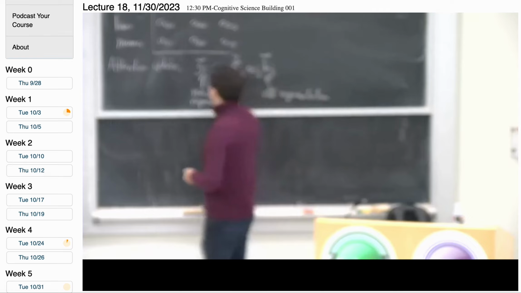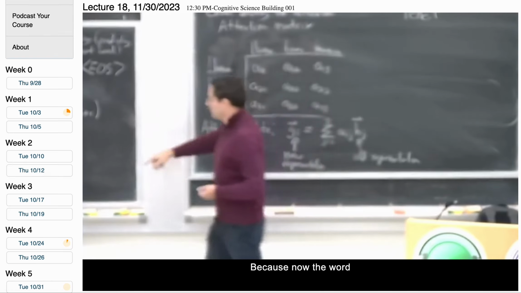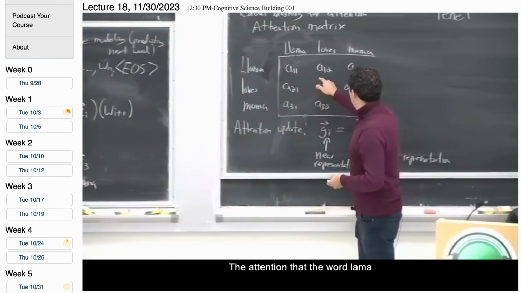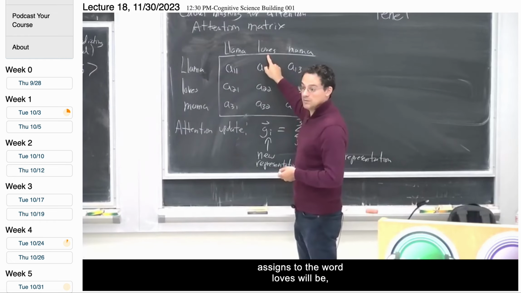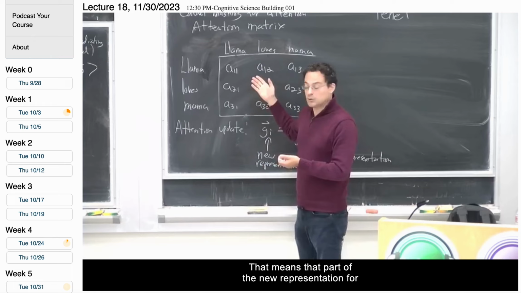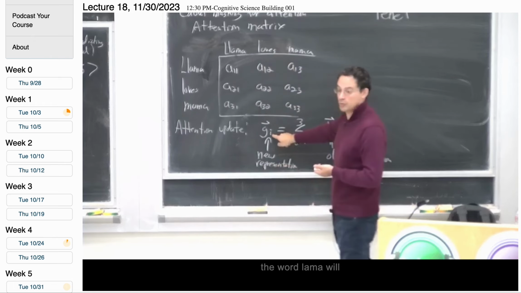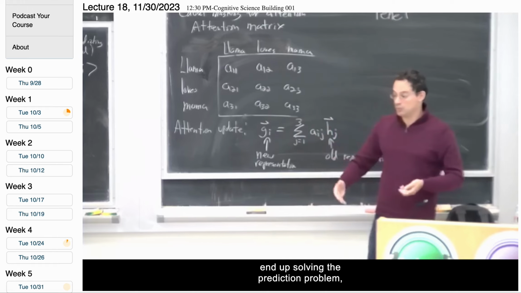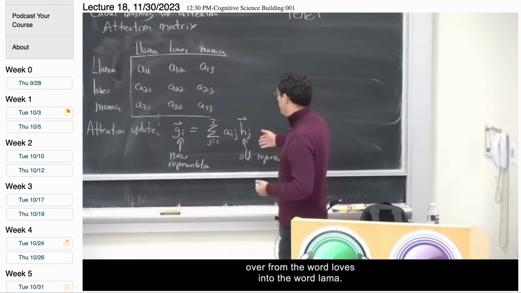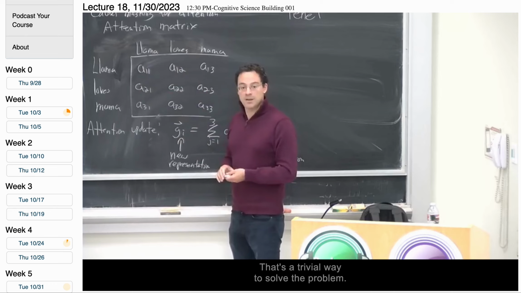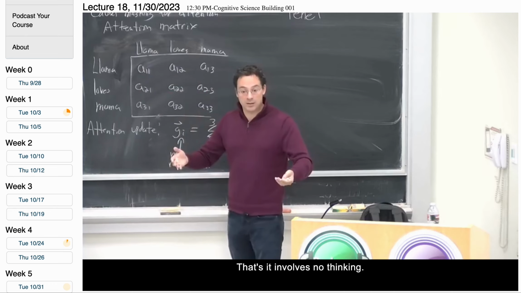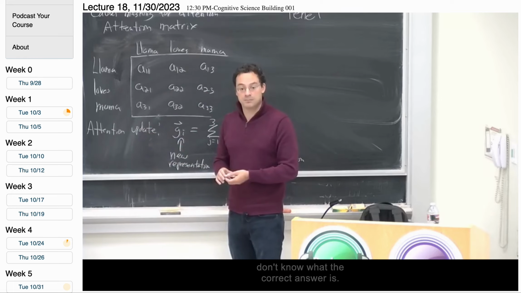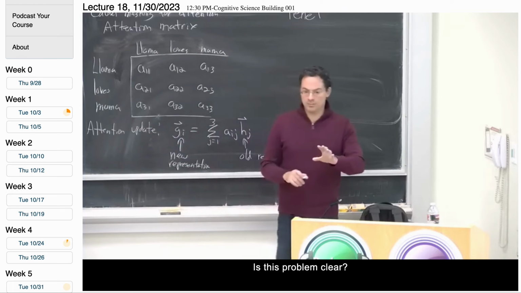Why is this a problem? Because now the word llama is trying to predict the word loves, correct? The attention that llama assigns to loves will in general be non-zero. So part of the new representation for llama will include information about loves. The model will solve the prediction problem, what word comes next, by just copying the information over from loves into llama. That's a trivial way to solve the problem. It involves no thinking, and it doesn't allow real prediction in the real world, where you don't know the correct answer. So is the problem clear? Are there any questions about it?